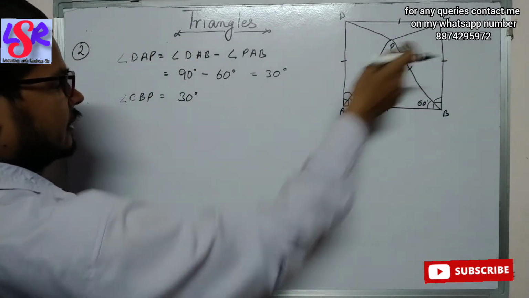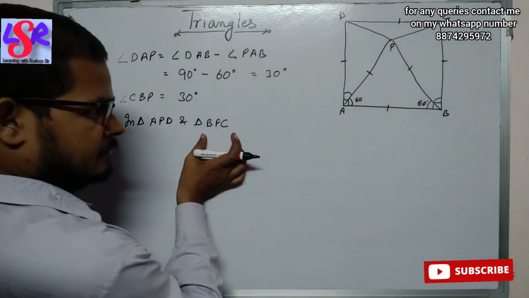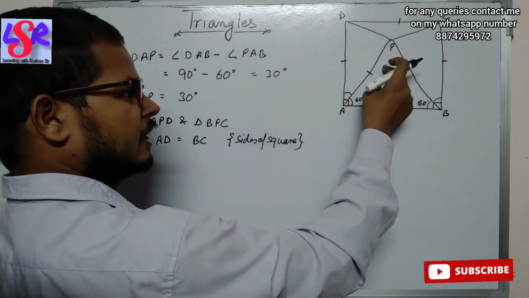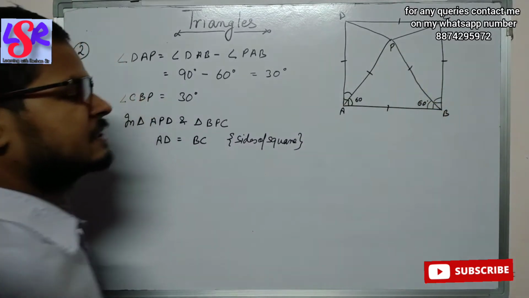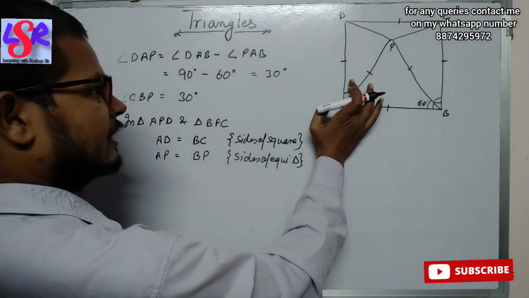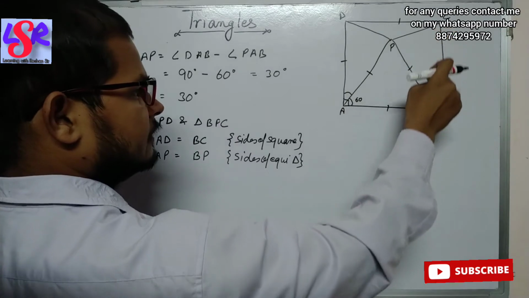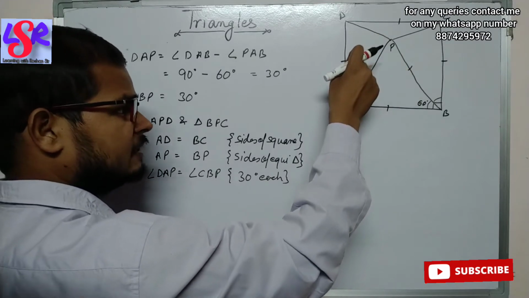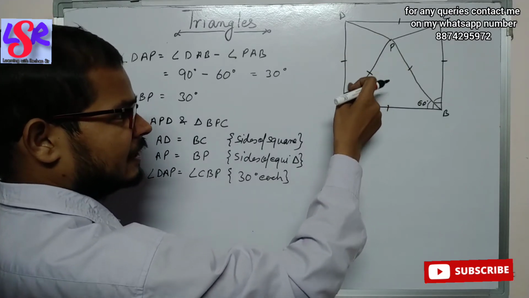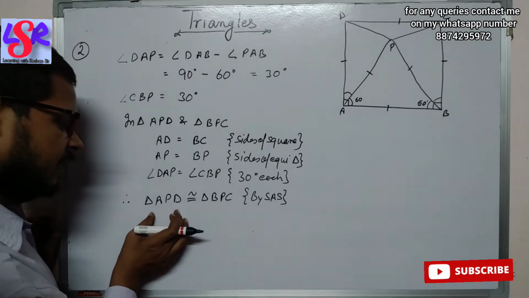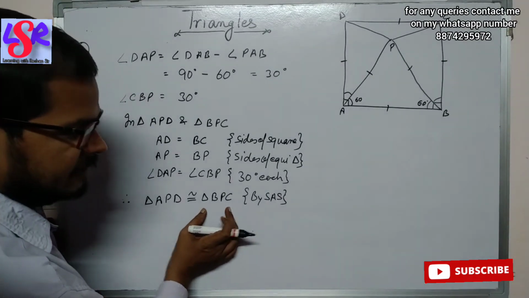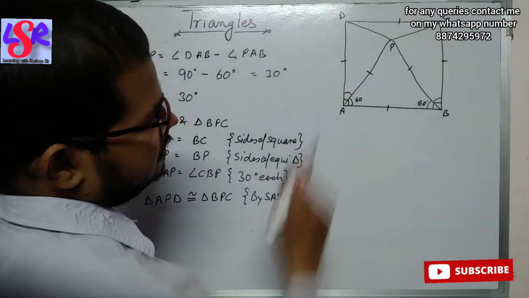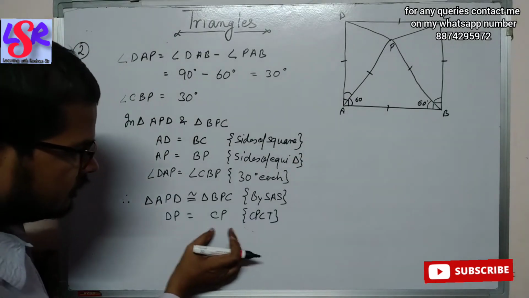Now we can start with the triangles. So in triangles APD and BPC, we can use AD equals BC as the sides of the square. Then we can use AP equals BP as the sides of the equilateral triangle. Then we can use angle DAP equals angle CBP as 30 degrees each. Now to prove these two triangles congruent, we have used this side, this angle and this side, so it is SAS. Therefore triangle APD is congruent to triangle BPC by SAS. Now, as these two triangles are congruent, this side will be equal to this one by CPCT. So we get DP equals CP by CPCT.